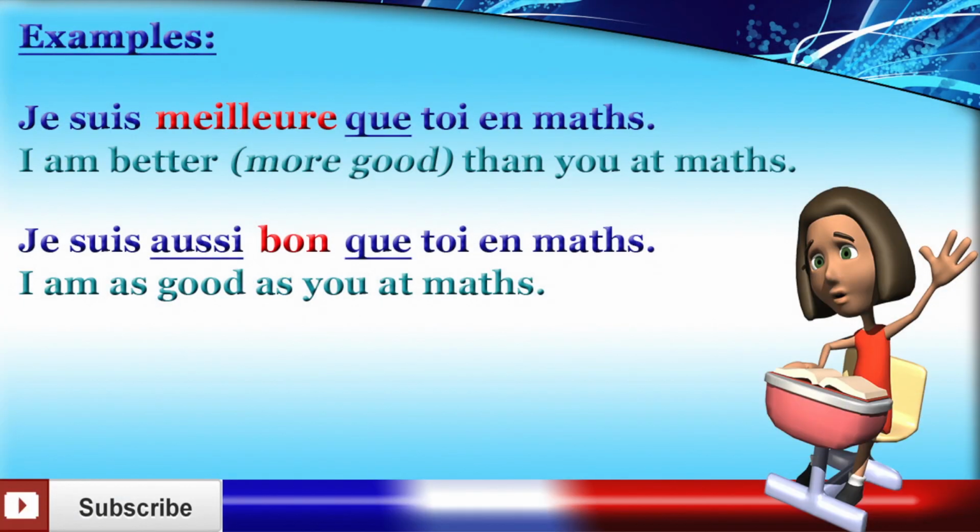So for example, je suis meilleur que toi en maths, I am better than you at maths. Because better is used here in the sense of more good, we chose to use meilleur. Je suis aussi bon que toi en maths, I am as good as you at maths. Because we're using the comparative expressing equality here, the adverb bon is regular and so normal rules apply.